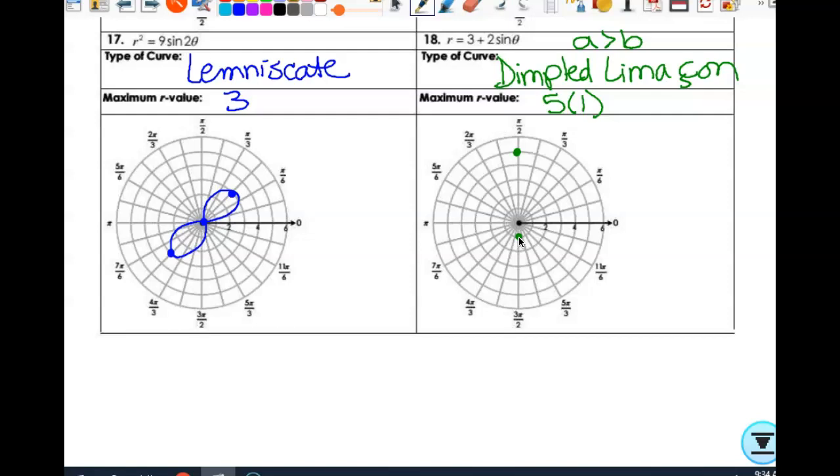Then I'm also going to substitute in my 0. So that means this would be at 3 and over here at 3. So your dimpled limaçon is on its way from a convex limaçon to becoming a cardioid, so it's just kind of dimpled, like it says. So it looks something like this. Okay, let me try again. Something like that. But actually connect those.